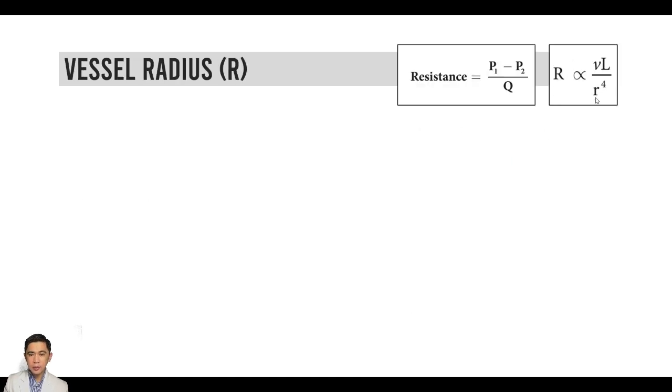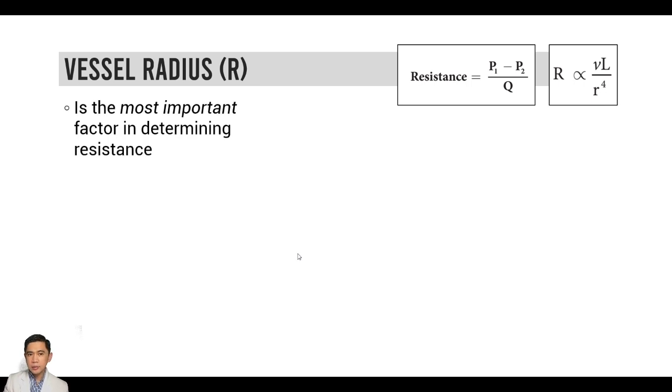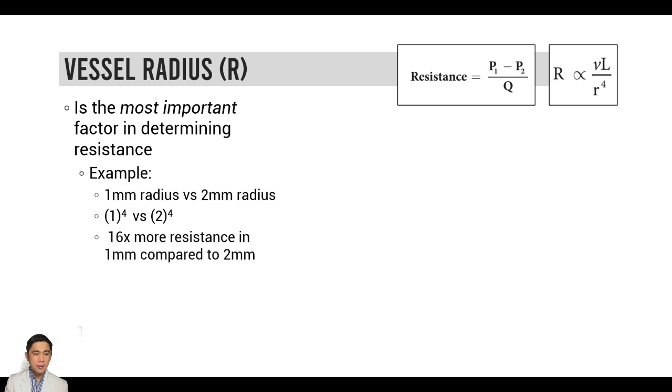Let's talk first about vessel radius. And vessel radius is the most important factor in determining resistance. For example, a 1 mm radius versus a 2 mm radius. If you raise it to the fourth power, 1 raised to the fourth power is 1. 2 raised to the fourth power is 16. So going back to this equation, resistance is inversely proportional to the radius. Therefore, a vessel with 1 mm radius will have more resistance than a vessel with 2 mm radius because it is inversely proportional.